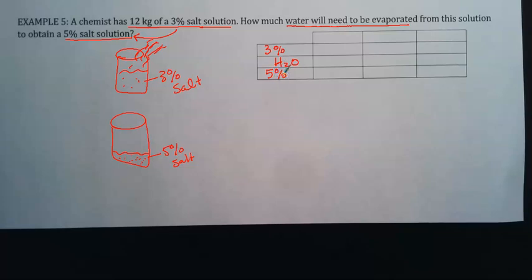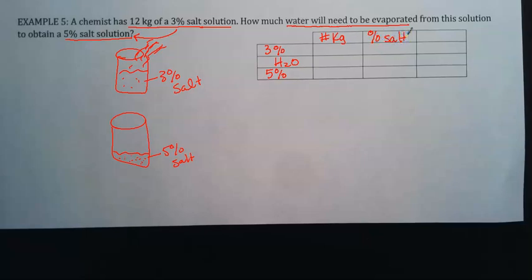So those will be our 3 things of how we're getting our mixture here. We're dealing with 3% salt and evaporation of water to get the 5% salt. All right, then we need our labels for our columns. So we know one of them should be kilograms, because we have 12 kilograms. So we'll do number of kilograms there, of a 3% salt solution. And then percent is our other one. This is going to be percent salt.